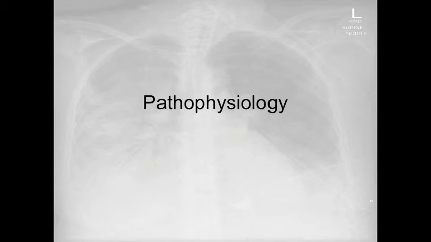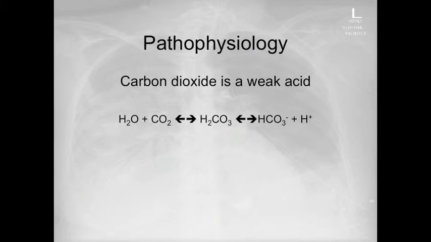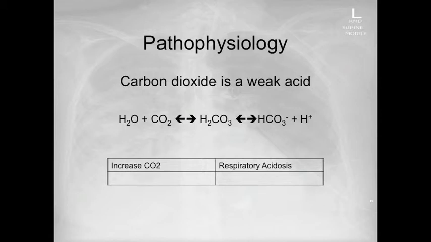A respiratory acidosis occurs when there is a retention of carbon dioxide. Carbon dioxide is a relatively weak acid that dissolves in water and can complex with water to form carbonic acid and further dissociate to hydrogen and bicarbonate. Accumulation of carbon dioxide therefore results in an acidosis.